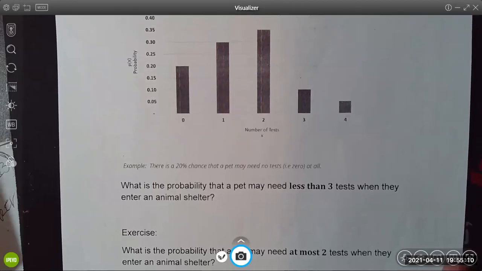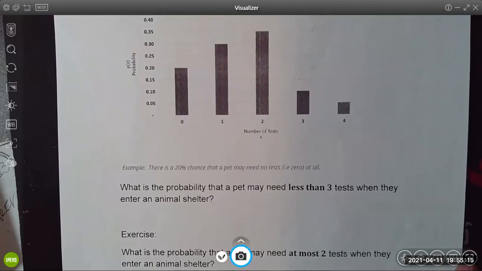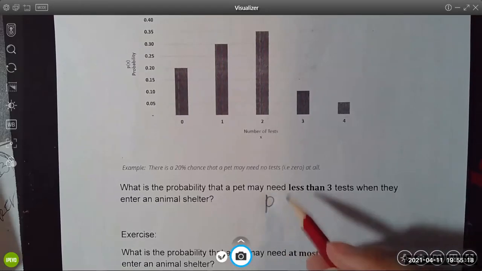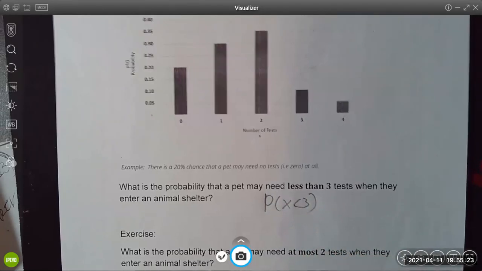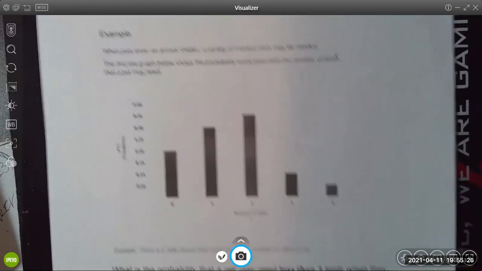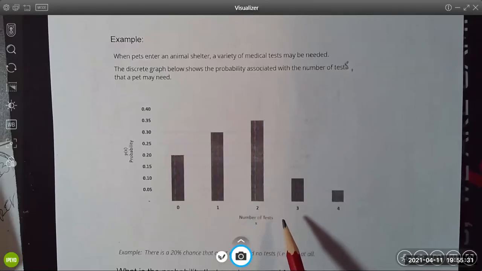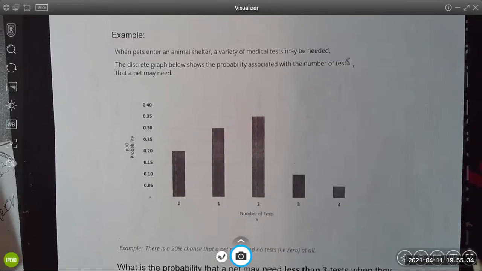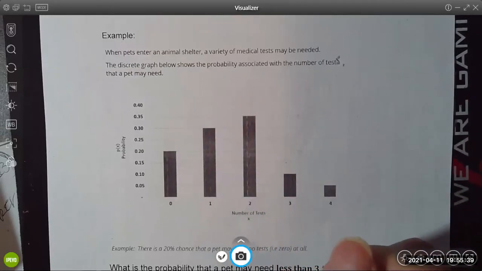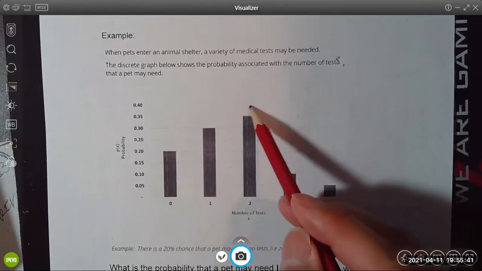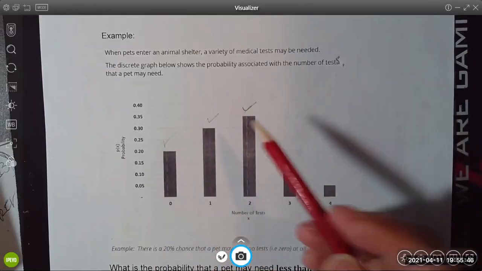The first one: what is the probability that a pet may need less than three tests? In other words, X represents tests. We are looking for this probability when they enter the shelter. Remember, this is just another form of probability distribution, just like a table. There's no difference as long as you read it that way. So we're looking for less than 3 for the number of tests. We take this one less than 3, this one less than 3. So we just need to read these numbers and add them together.